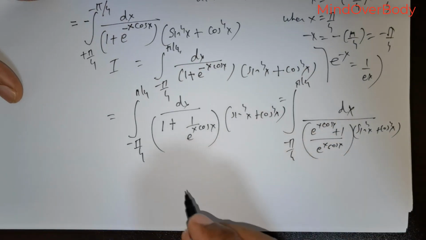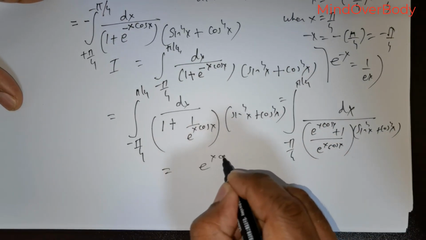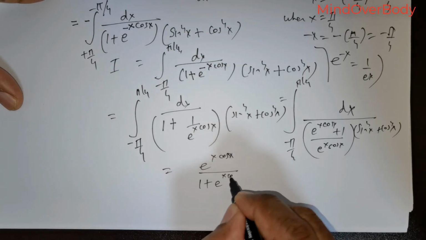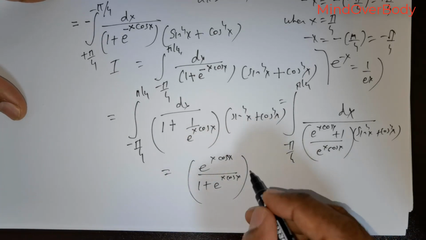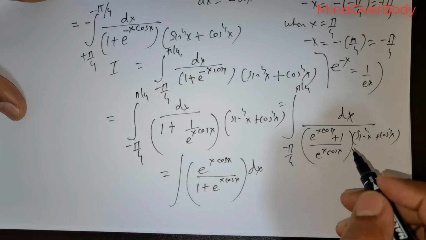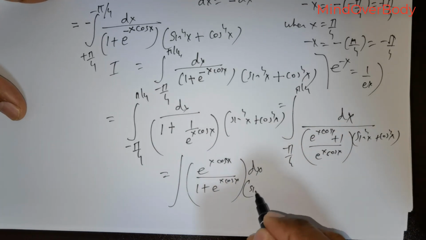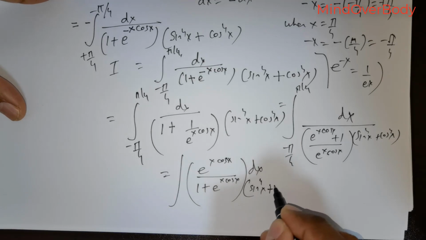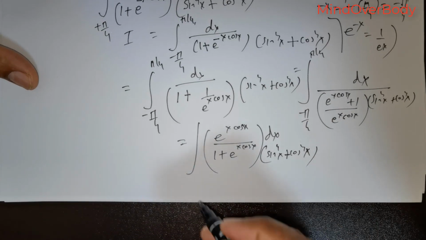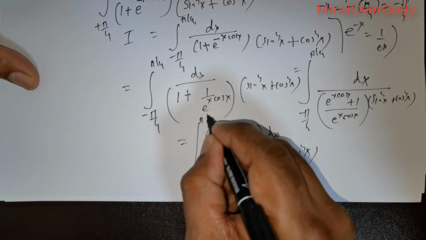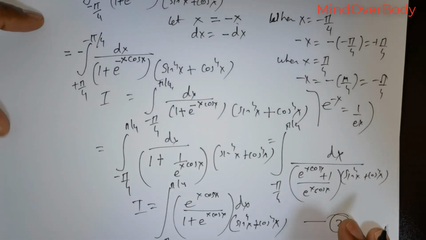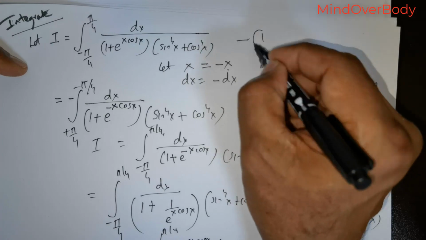So if you had to flip this, this is equal to e raised to the power of x times cos x divided by 1 plus e raised to the power of x times cos x times dx, and of course we need to have sine raised to the power of 4x plus cos raised to the power of 4x in the denominator, and the limits are negative pi over 4 to pi over 4, and you got I. So this is taken to be equation 2, this original is taken to be equation 1.